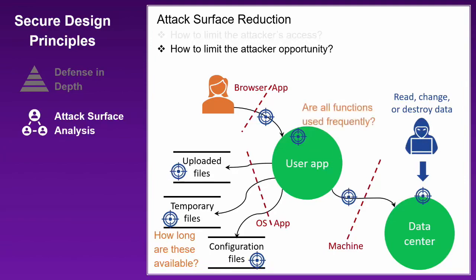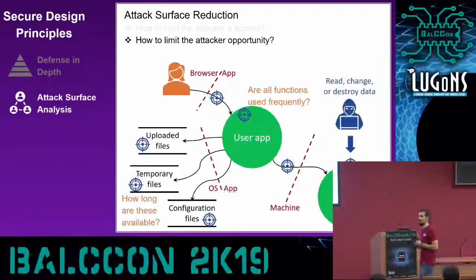For the application, we can ask the question, how frequently are functions used? Do we need to have all functions available during the night? If this is an internal app, we can maybe shut down the system. But more importantly, are all the functions that are available in the software actually used? Is there some set of functions that nobody uses or that a very small percentage of our users use? Maybe we should remove those because they open an attack surface and we don't really get much benefit from them.